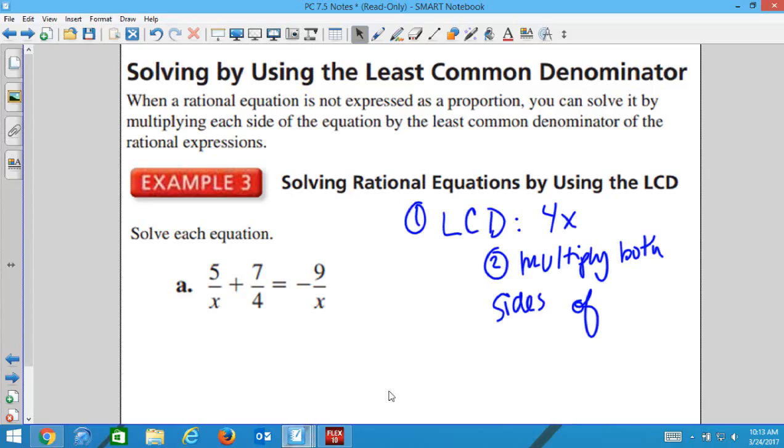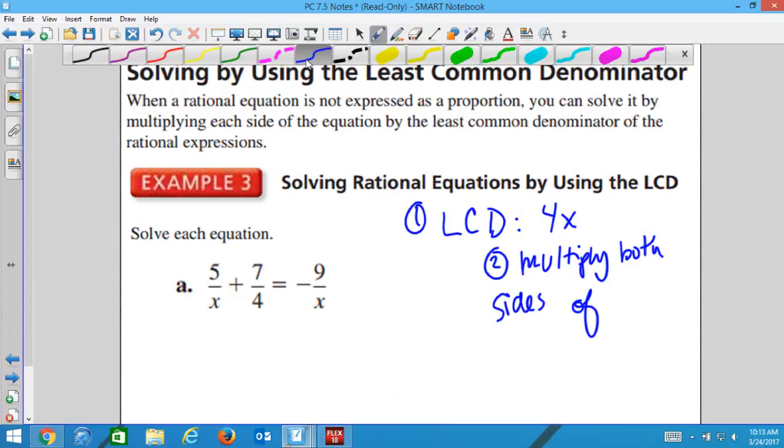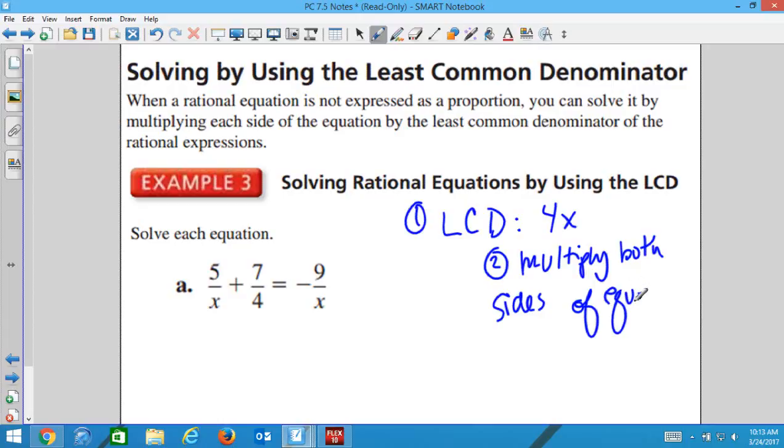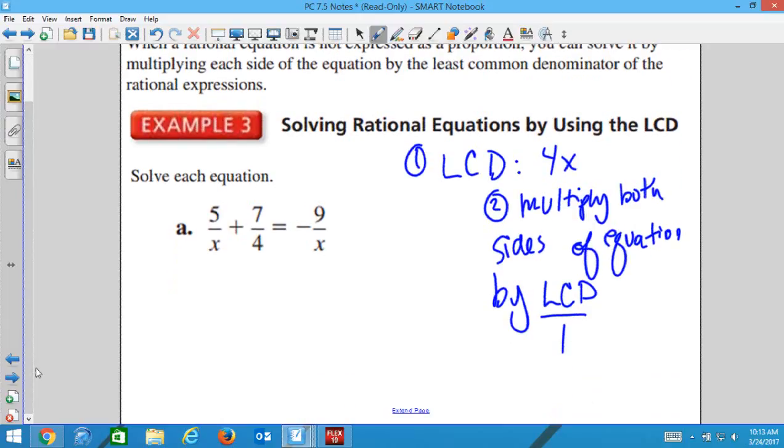Okay, so the LCD is 4x. We're going to find the LCD, then we're going to multiply both sides of the equation by the LCD over 1. I will show you what that looks like.